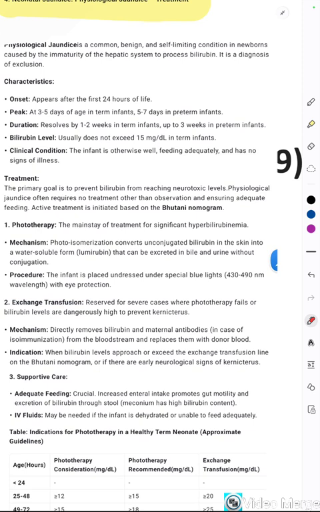The mechanism is that it directly removes the serum bilirubin and the maternal antibodies from the bloodstream and replaces it with donor blood. Double volume exchange transfusion, about 160 to 180 ml per kg, is done in case of erythroblastosis fetalis. Indication: when it goes into the high risk zone on the Bhutani nomogram.